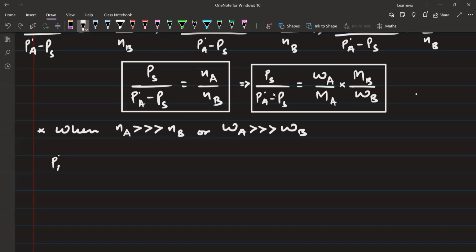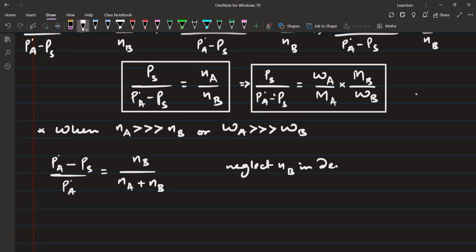हमारे पास original equation है P naught A minus PS divided by P naught A. This is equal to number of moles of solute divided by number of moles of solvent plus number of moles of solute. So in the denominator, since number of moles of A is very large, उसमें कोई छोटी सी चीज ऐड करेंगे, then it will not create a significant difference. Therefore, what we can do, say that, neglect number of moles of B in the denominator only, okay?